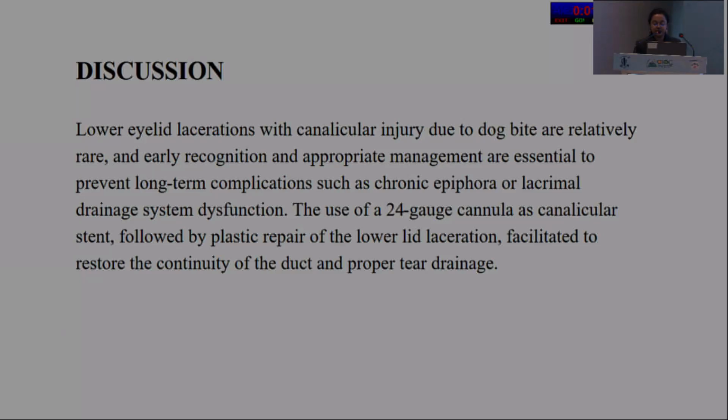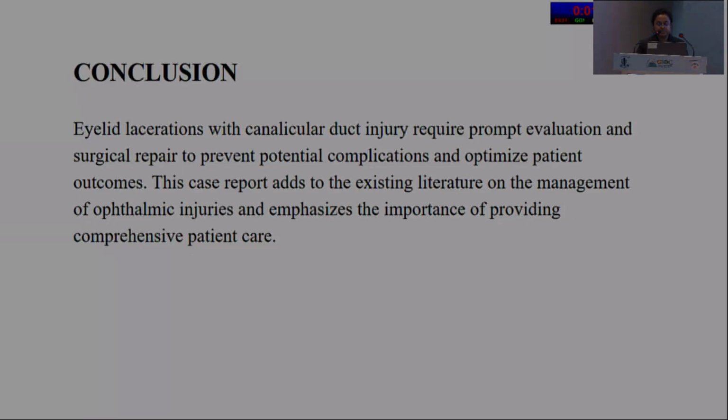Lower eyelid lacerations with canalicular injury due to dog bite are relatively rare, and early recognition and appropriate management are essential to prevent long-term complications such as chronic epiphora or lacrimal drainage system dysfunction. The use of a 24-gauge cannula as canalicular stent followed by plastic repair of the lower lid laceration facilitated restoring the continuity of the duct and proper tear drainage. Eyelid lacerations with canalicular duct injury require prompt evaluation and surgical repair to prevent potential complications and optimize the patient outcome. This case report adds to the existing literature on the management of ophthalmic injuries and emphasizes the importance of providing comprehensive patient care. Thank you.